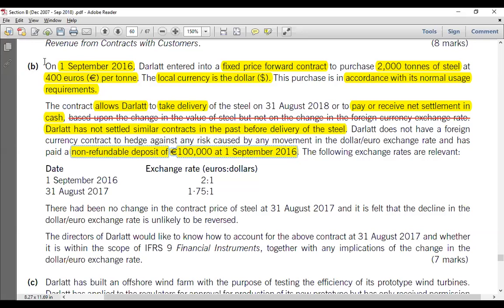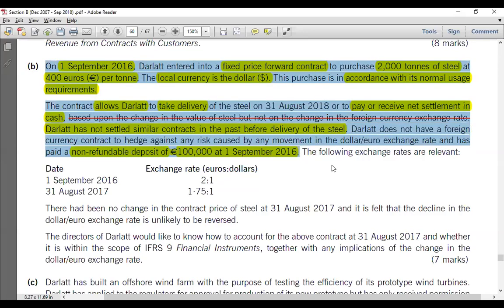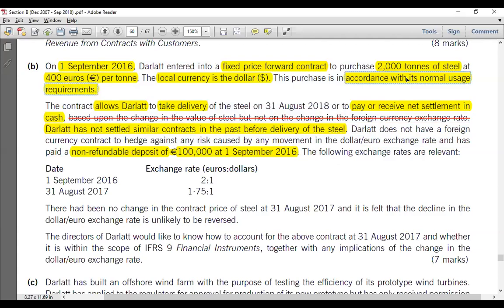So in this case, we are going to say this contract to be a non-derivative contract based on 3 points. It's normal usage. We haven't settled any such contract in the past in cash, and we have given a non-refundable deposit. These 3 points are making it to be a non-derivative contract. So now we need to check whether there's a loss or a gain, and if it is a loss, whether it is expected to be reversed or not.